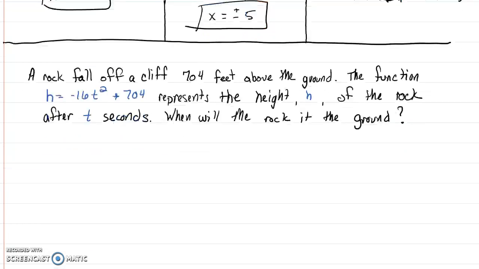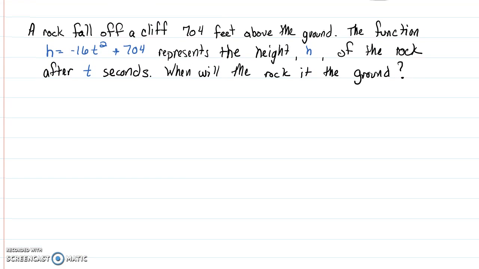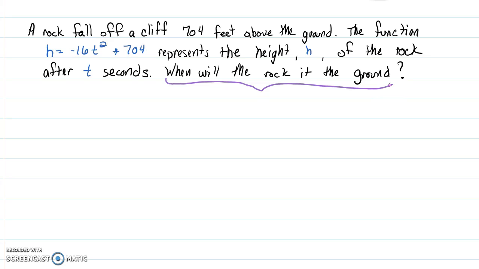Last but not least in this video is an application problem. So if I give you this word problem that says a rock falls off a cliff 704 feet above the ground, and a function h equals negative 16t squared plus 704 represents the height, which is h, of the rock after t seconds. When will the rock hit the ground? First key thing to understand is when I ask this question, when the rock hits the ground, I have to understand that that's a height, and then when it hits the ground, that height is 0 feet.